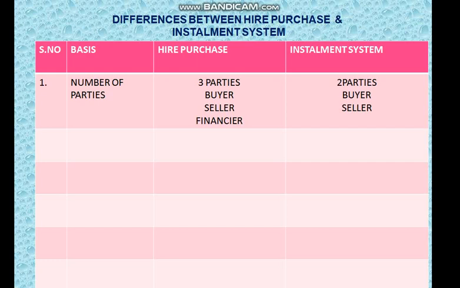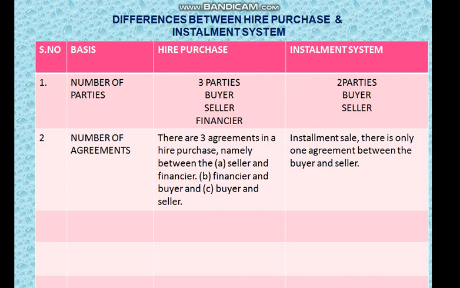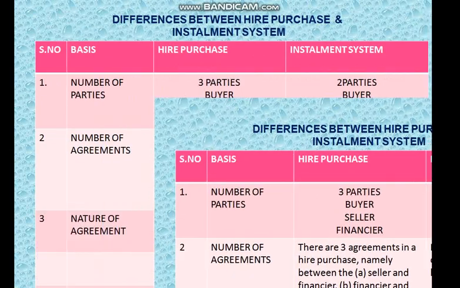Then the differences between hire purchase and installment system: number one, number of parties. There will be 3 parties in case of hire purchase system, and in case of installment system there will be 2 parties, buyer and seller. And then the second difference, on the basis of number of agreements, there will be 3 agreements entered in case of hire purchase system. Under installment sale, there will be 1 agreement between the buyer and seller. The 3 agreements are between seller and financier, financier and buyer, and seller and buyer.